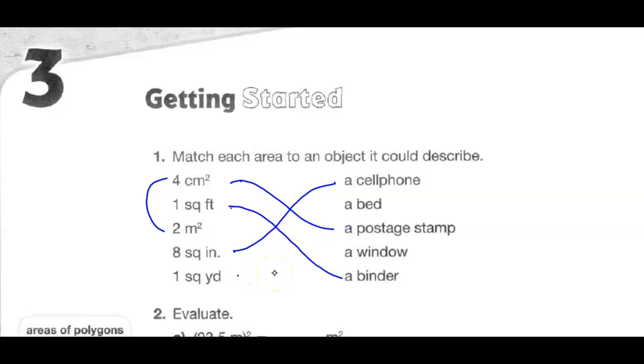And then now here, between meters squared and square yards, well, a yard is smaller than a meter, and then this number's bigger. So this would be the biggest, this would be the next biggest. So the biggest here, what's left is a bed, and then a window, 1 square yard. Okay.